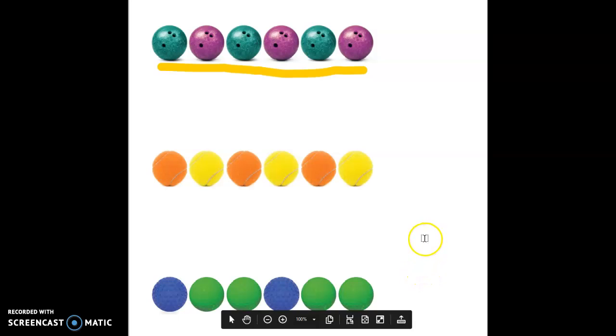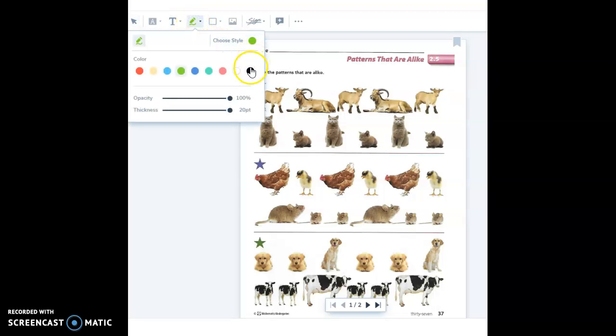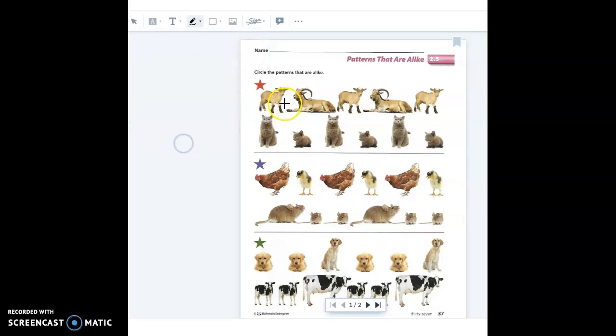All right, we're going to practice on our math sheet today trying to find the same type of patterns, okay? So let's go back and grab our math worksheet. You're also going to need to grab a pencil and your math worksheet, page 37. So it says, circle the patterns that are alike. First of all, we need to decide what kind of pattern we are dealing with, alrighty? So this first one, I have a baby goat and a mama goat.